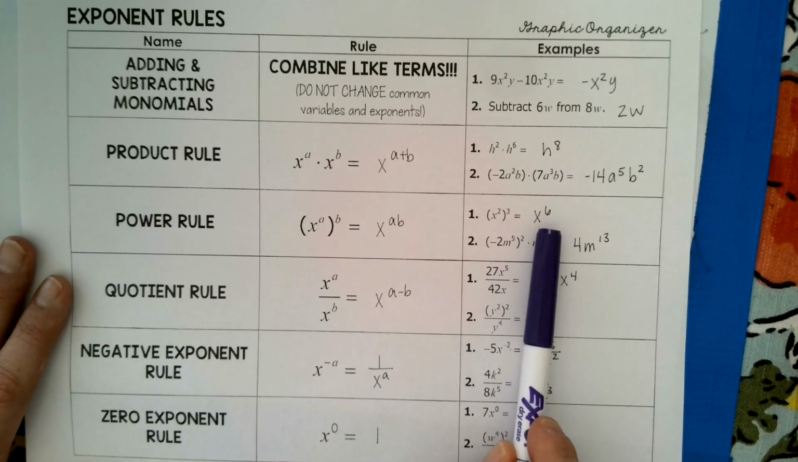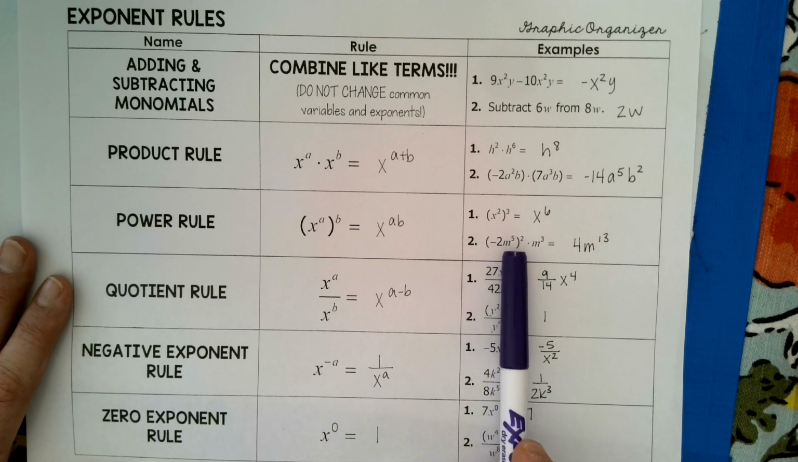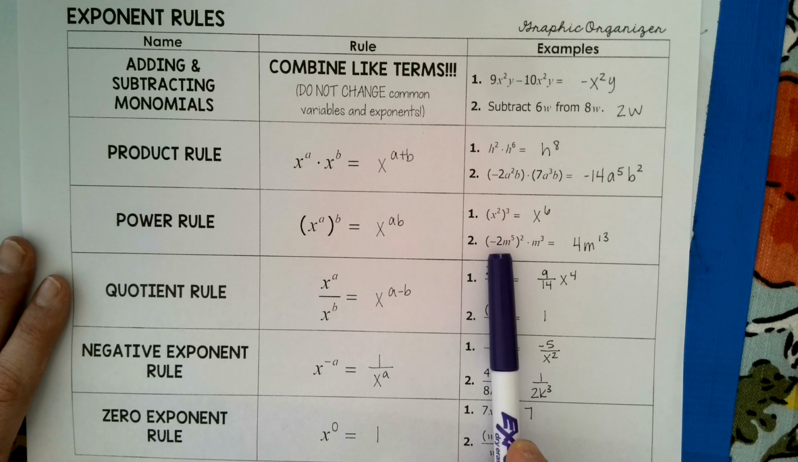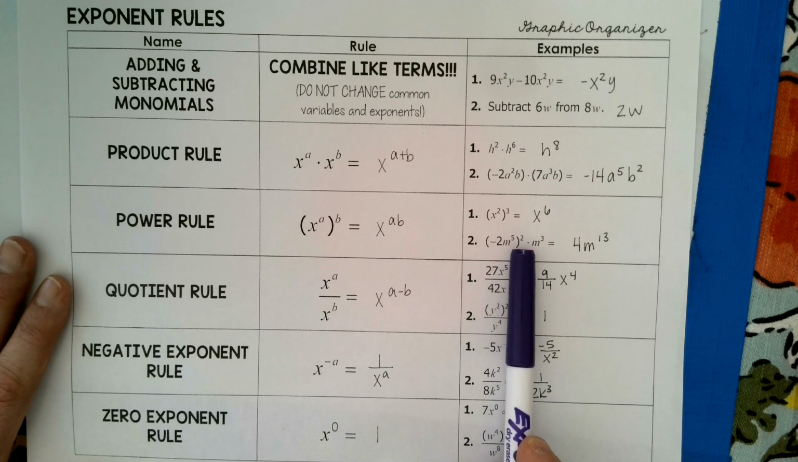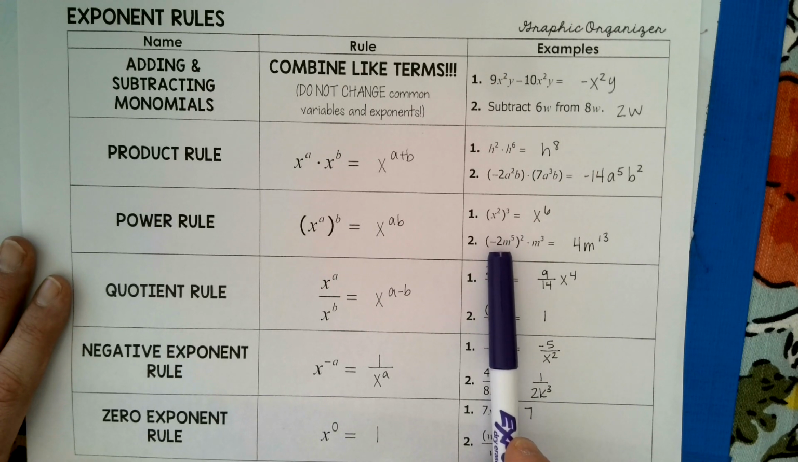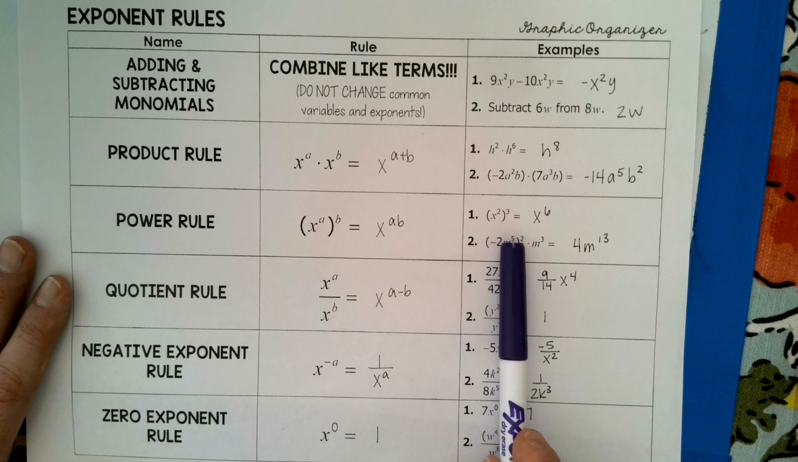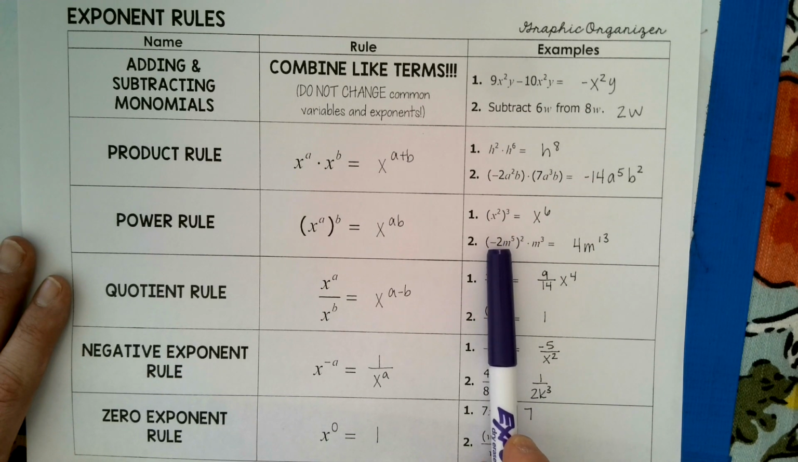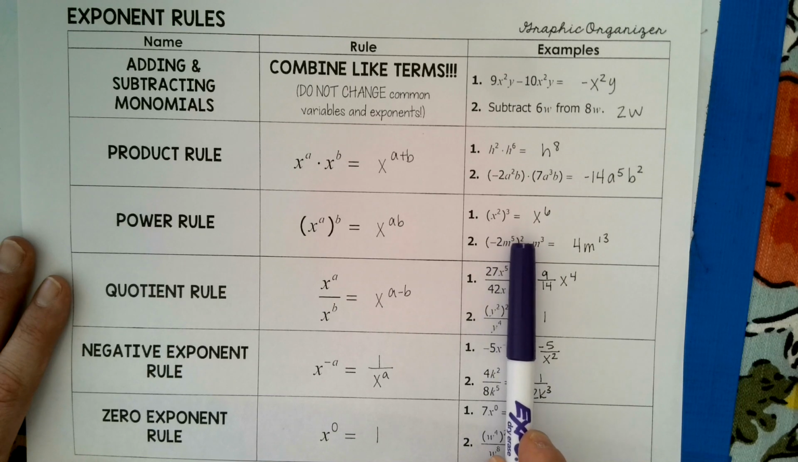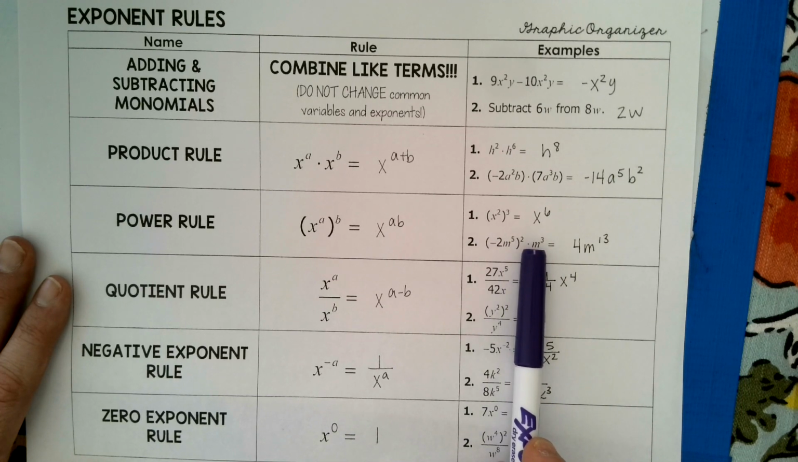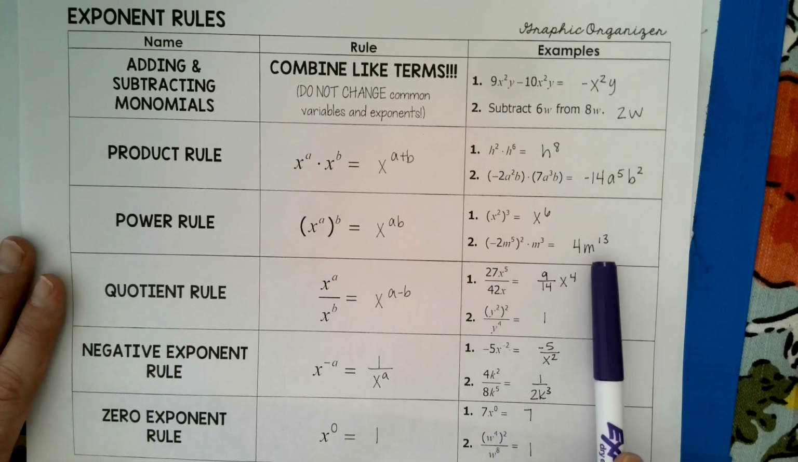So that's how we get x to the sixth. And here we're going to multiply everything inside the parentheses by itself. So it's going to be negative 2m to the fifth times negative 2m to the fifth, right? So 5 times 2 gives us m to the 10th. Negative 2 times negative 2 would give us 4. So we have m to the 10th times m to the third. Then we're going to add those up just like we did up here and get m to the 13th.